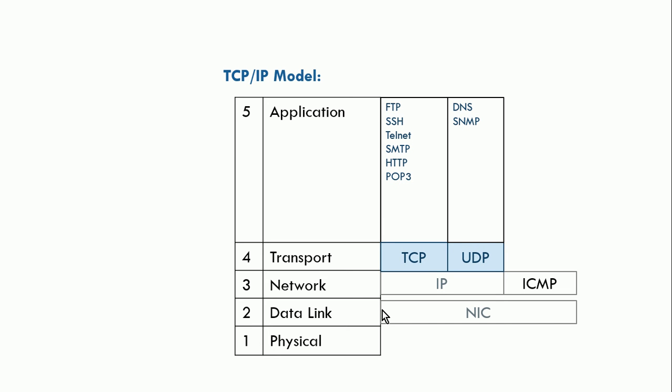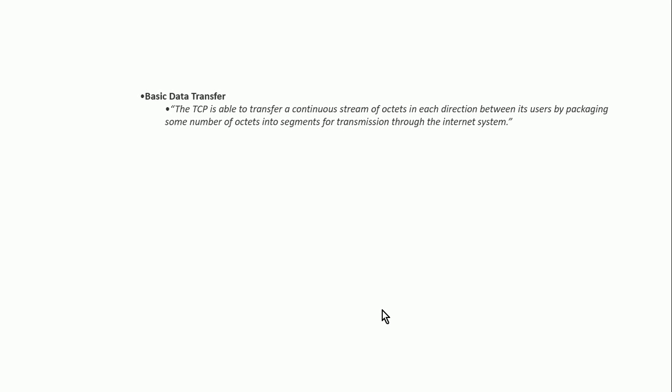And then to support applications like FTP, SSH, Telnet, SMTP, the web, email, and DNS, all these things that we require on our networks, to support that, we use TCP and UDP. So let's just talk very briefly about TCP. If you go and read the RFC that I talked about, TCP basically has 6 goals. The first goal is basic data transfer. So being able to transfer a continuous stream of octets in each direction between its users by packaging some number of octets into segments and transmitting through the internet system.